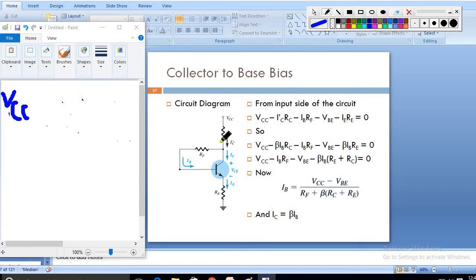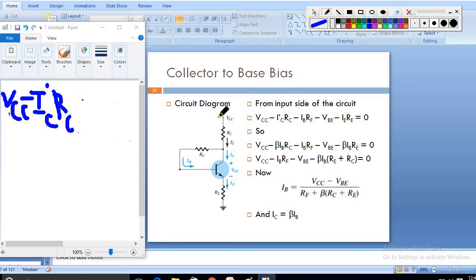Coming here, the current flowing through this RC is what? IC dash, right? So the polarity is positive here and negative here, so there is a fall in potential. I need to write it as minus IC dash RC. Next, I am applying this only for the input side.